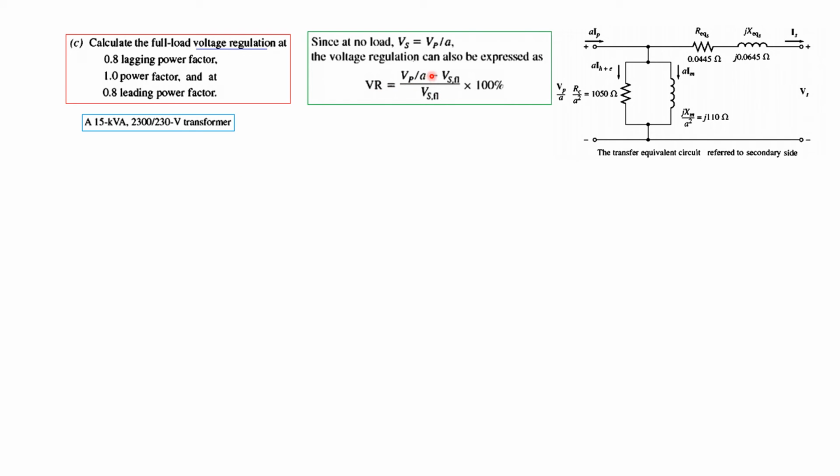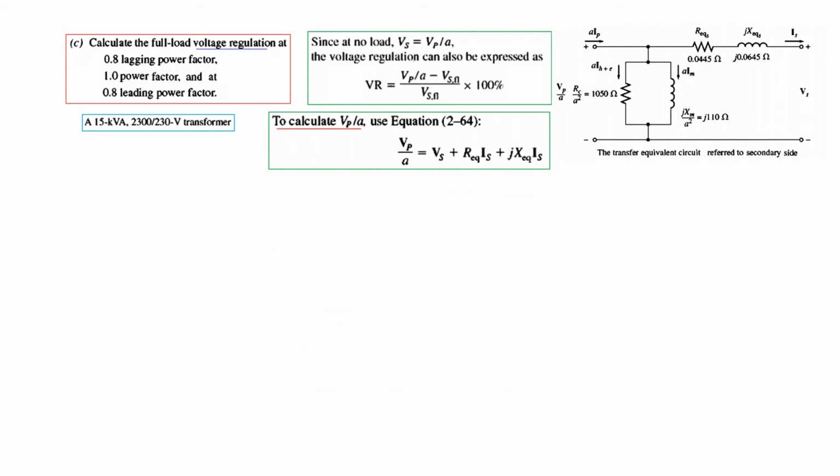All we need to find is Vp over A, and we have seen that we can find this from this equation here. Vs we already know, as I told you, it is 230 volts. R equivalent and X equivalent are given in the diagram. We had calculated this earlier. So if you know Is, then we can find Vp over A, and then we can find the voltage regulation. So let's see how we can find Is.